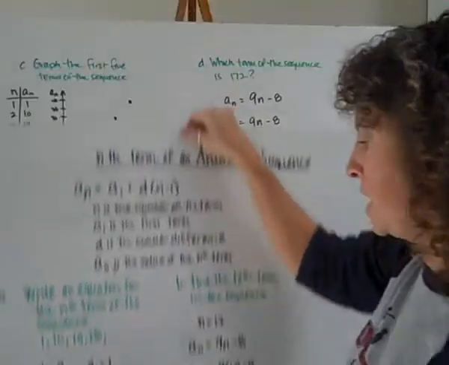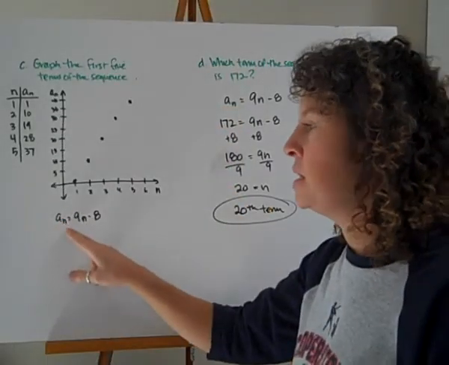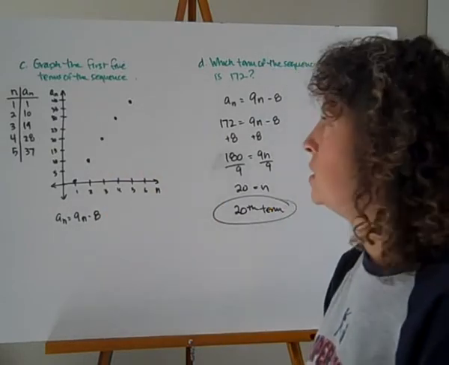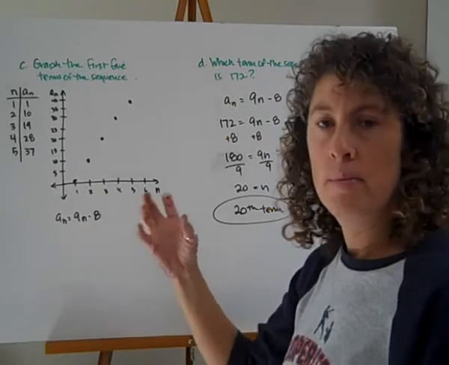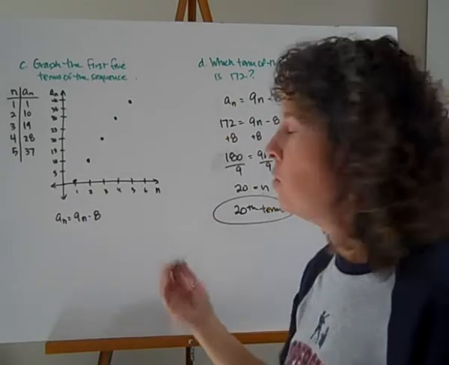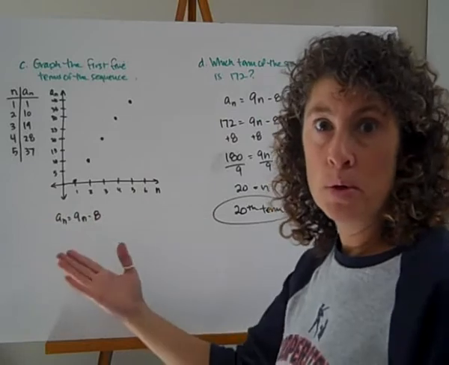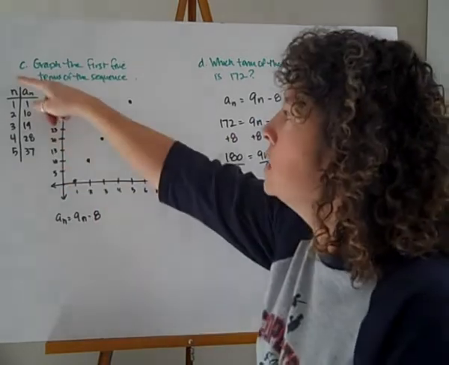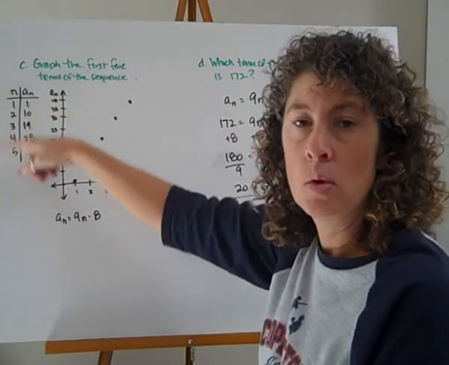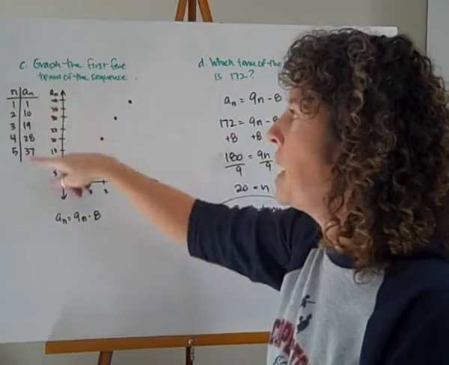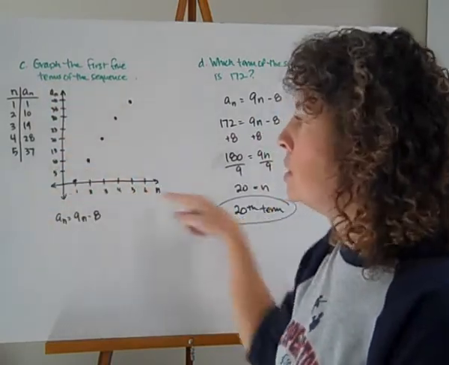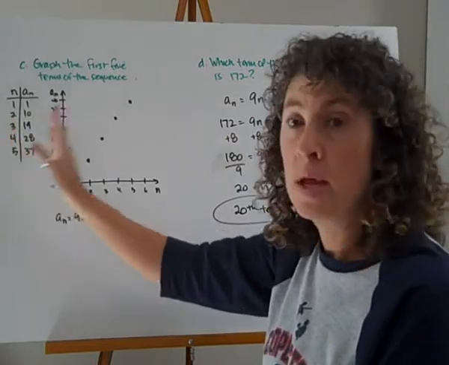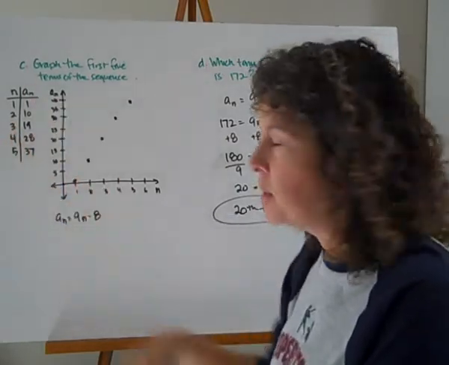All right, let's keep working with that same pattern, a sub n equals 9n minus 8. Graph the first 5 terms of that sequence. So if you remember, my n is my input, what number of the sequence I am looking for. And my a sub n represents my output. What am I getting for that term, dependent on which one I'm looking for. So I'm going to represent those on a graph as my input and my output, my x value and my y value, my domain and my range, my independent and my dependent.